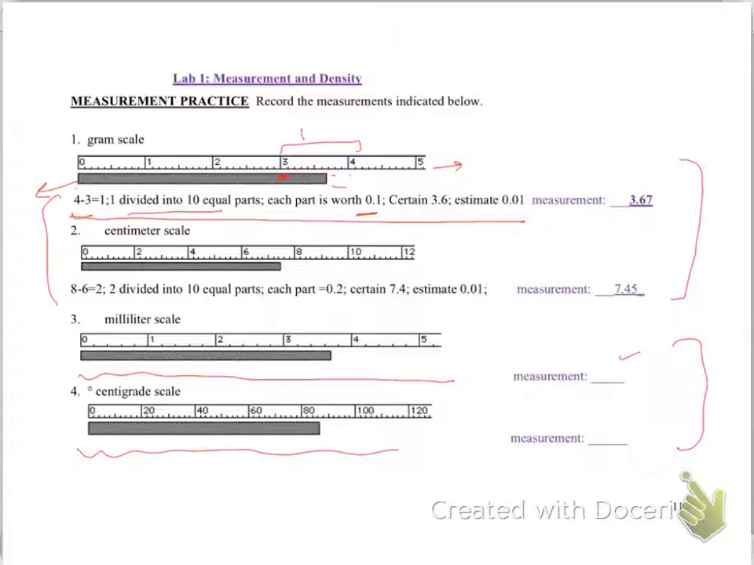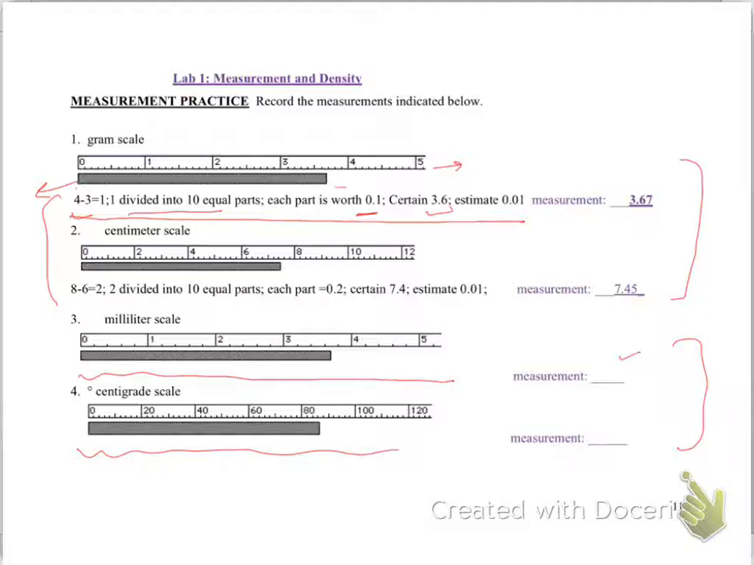So that means if you are going up till here, so 1, 2, 3, 4, 5, 6, you are certain about 3.6. But remember, in measurement, you always put one estimated digit. So let me clear this and make it a little bit bigger.